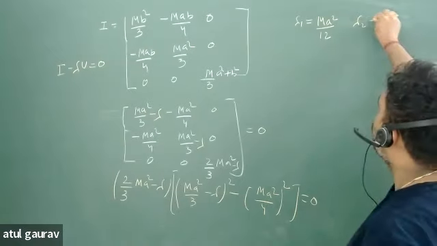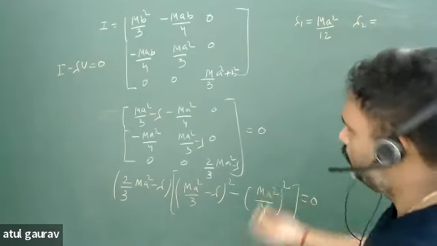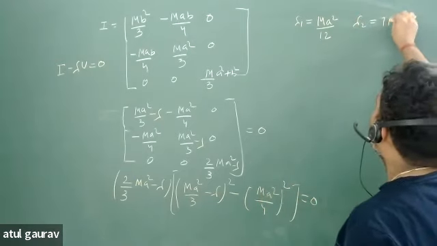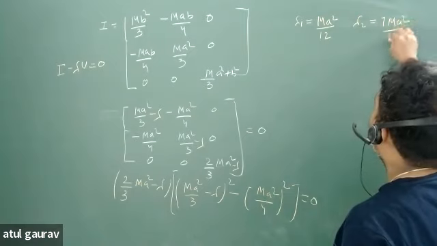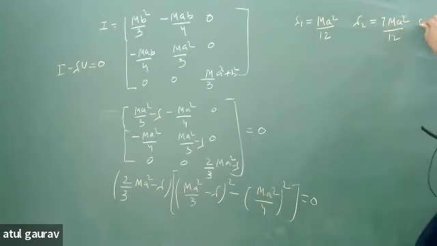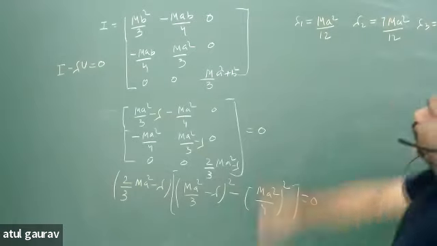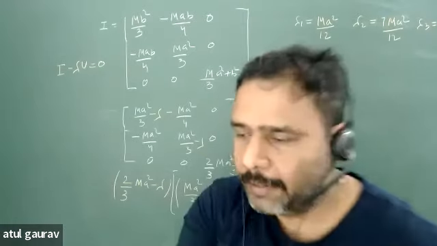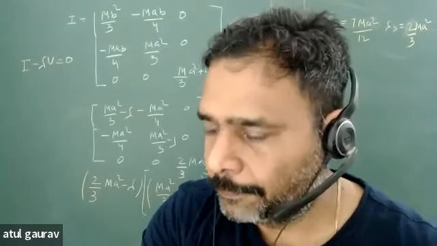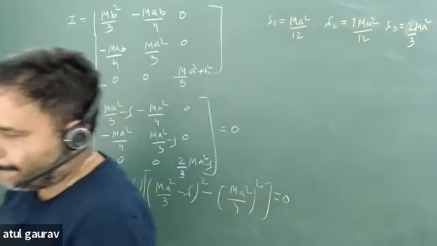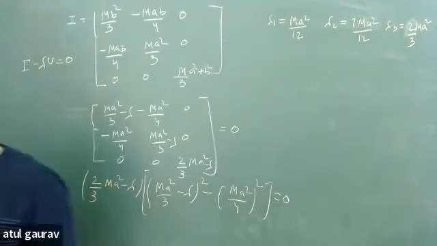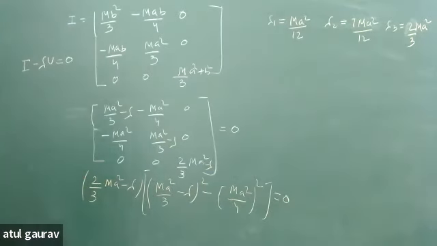Lambda 2 is equal to, if we can just add it, then that will be 7 ma square by 12, and lambda 3 is equal to obviously 2/3 ma square. So this is your lambda 1, lambda 2 and lambda 3. Clear है ये? देख लो, चेक करो.